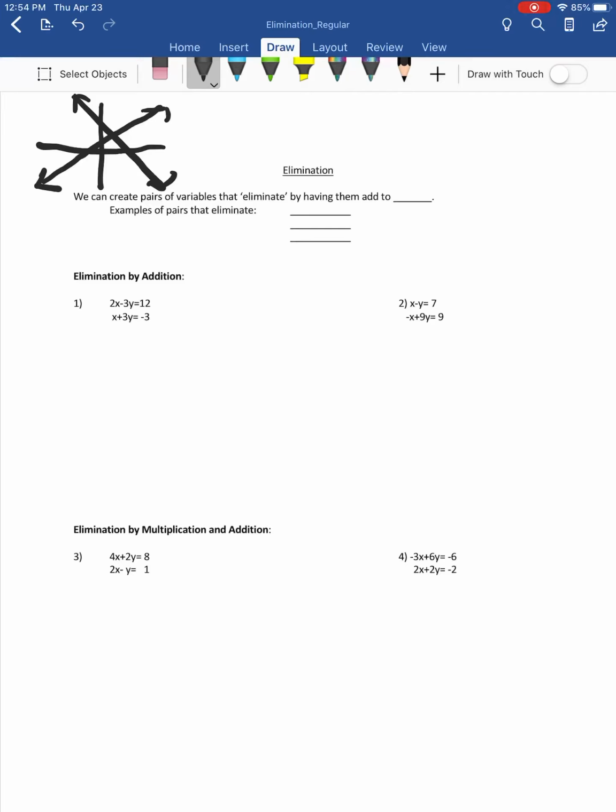The concept behind elimination is that we can create pairs of variables that eliminate by having them add to 0. Examples of pairs that eliminate would be negative 4x and positive 4x, 3y and negative 3y, or just x and negative x. So in order for pairs to eliminate, they add up to 0. Okay, so let's take a look at how this works in an example.